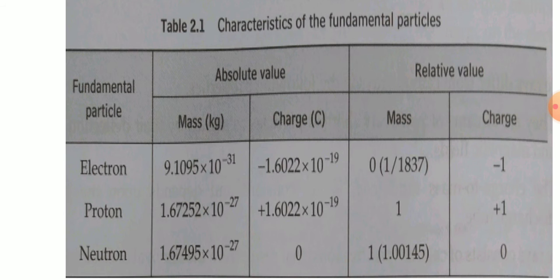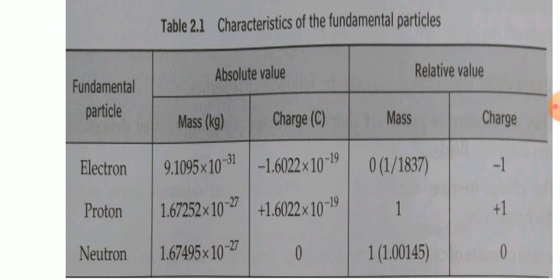First fundamental particle, the electron. Its mass is 9.1 × 10^-31 kg. The charge of the electron is -1.6 × 10^-19 coulomb. The relative mass is 1/1837 part of the mass of one proton. The relative value of the charge of the electron is -1.